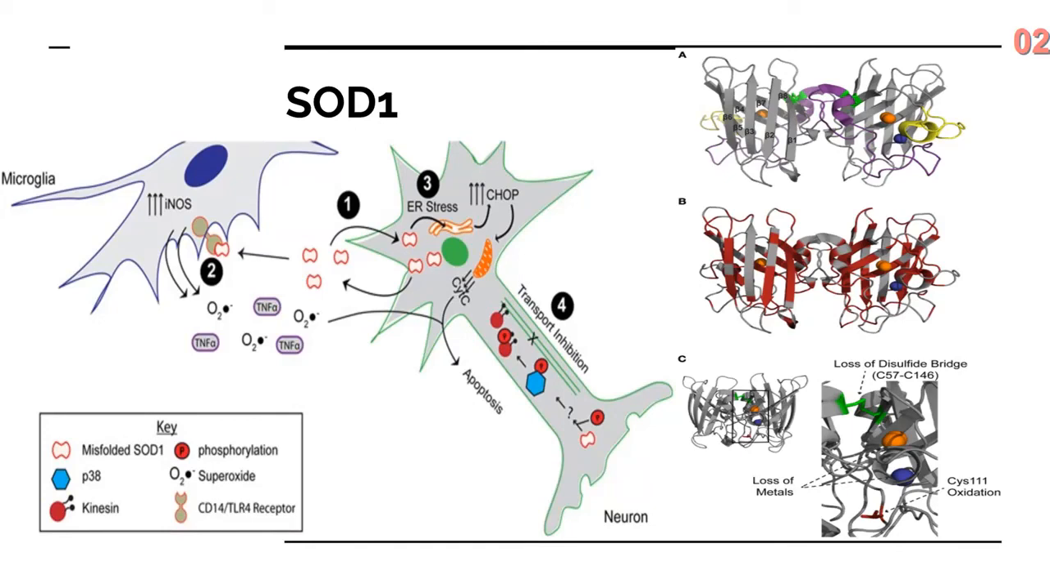The image on the right shows a normal SOD1 protein at the top, and at the bottom, the disulfide bridge is shown, and when that disulfide bridge breaks, SOD1 misfolds and leads to ALS.